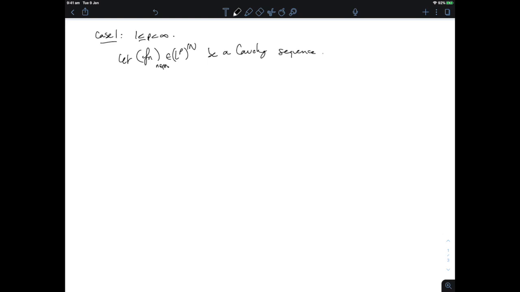So if it's a Cauchy sequence, I can pick a subsequence such that the L^p norm of f_{n_{k+1}} minus f_{n_k} is smaller than 2 to the minus k for all k. You simply pick n_0 to be 0 if you want, and then you pick n_1 far enough such that the difference is smaller than 1/2, and then you pick n_2 even much further such that the difference with f_{n_1} is 1/4, and so on and so forth. And you can do that because f_n is a Cauchy sequence in L^p to start with.